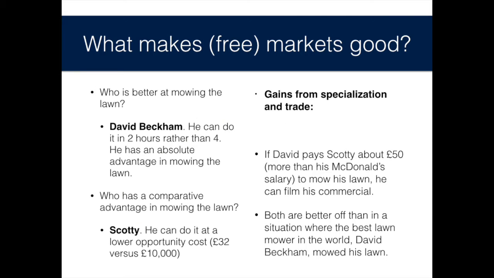Even though David has what we call an absolute advantage at cutting grass, relatively speaking, it wouldn't make any sense for him to do that. Sure, he gets to cut his grass quicker, he gets to save on the salary of someone to cut his grass, but he could have been making so much more doing this other thing. So in that arrangement, it would be much more efficient for him to just pay Scotty, well, not $32, but perhaps a little bit more to incentivize him to work for him rather than McDonald's. And then he can do his commercial, and he'll have made so much more money as a result.